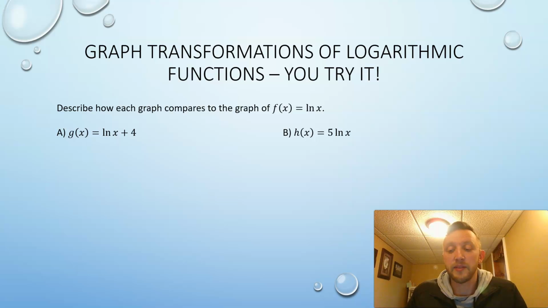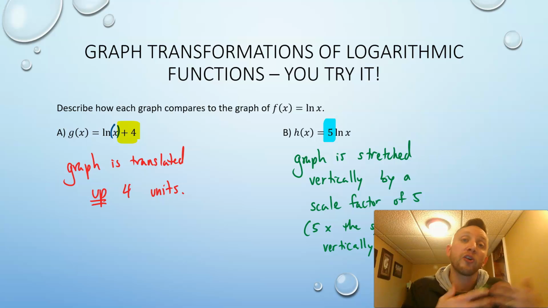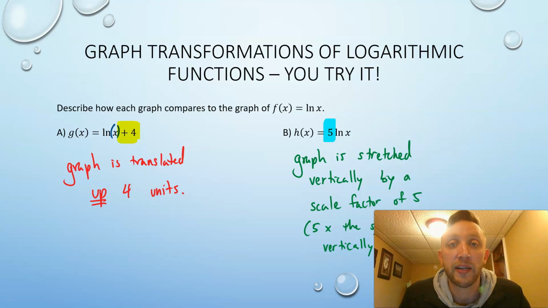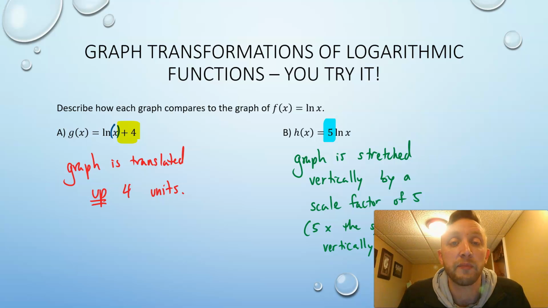All right, let's see how you did. Let's start with this first one. So the first one, notice how we don't have x plus 4 in parentheses. That means you can basically just put that x in parentheses, because that plus 4 is happening outside of, or after, we take the natural log of whatever x is. So that means that the plus 4 is going to affect the graph vertically. It means that we're going to move the graph up 4 units.